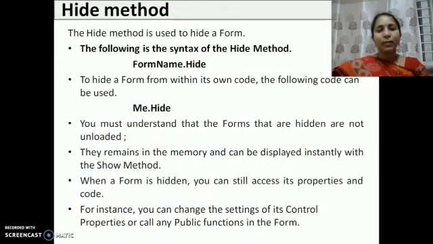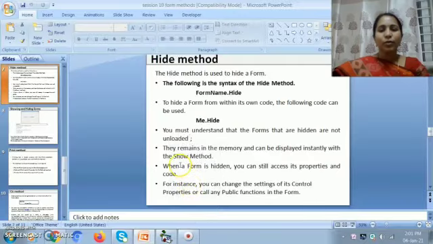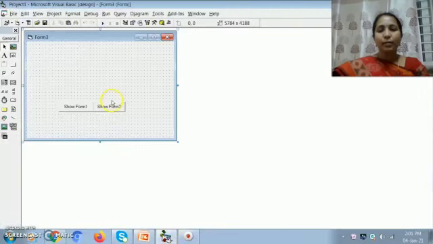We have another method, that is the hide method, which hides the form. Syntax for hide method is form name dot hide. It hides the form, which means that at that time the form will be invisible to the user. Let's see the example for show and hide method.